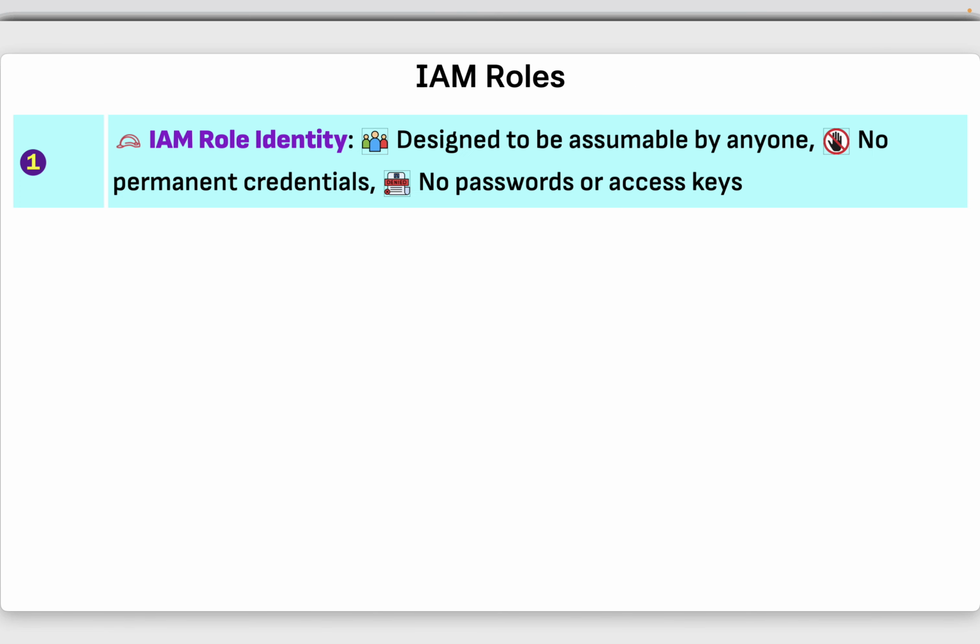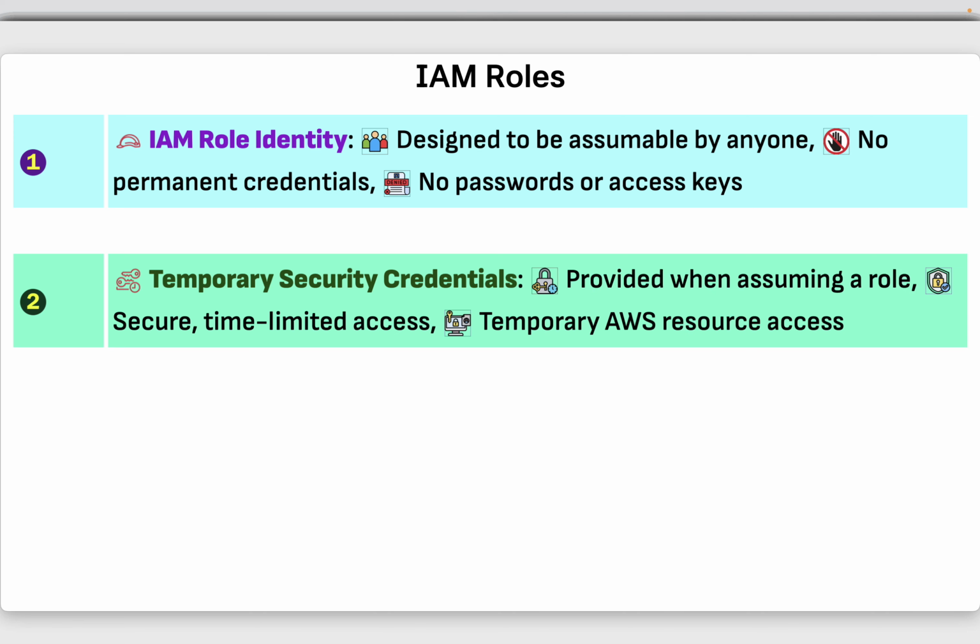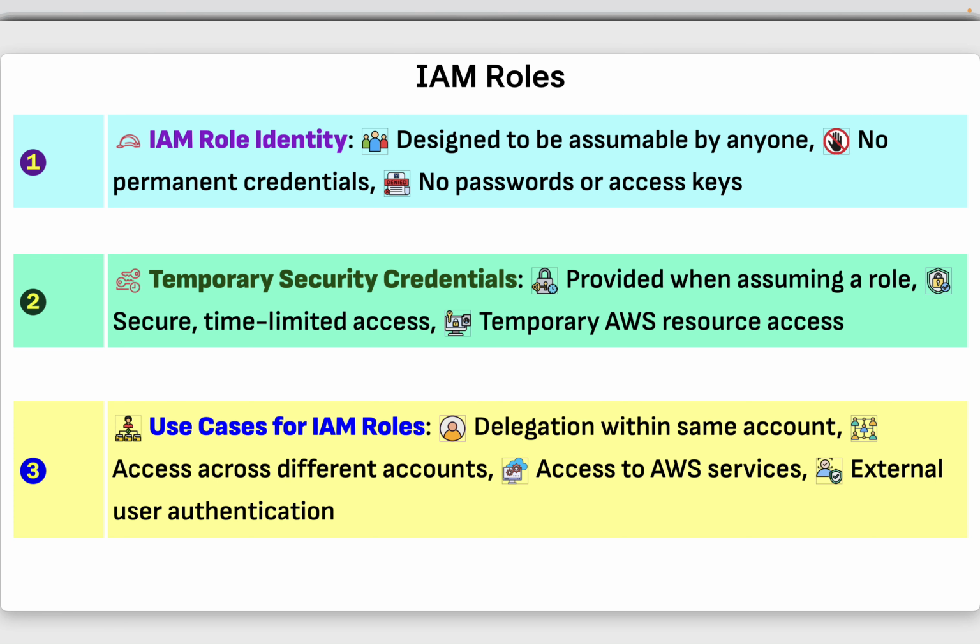So, IAM roles. Unlike IAM users, roles are designed to be assumable by anyone who needs them, lacking permanent credentials like passwords or access keys. Assuming a role provides temporary security credentials, enabling secure, time-limited access to AWS resources. Roles enable delegation of access to AWS resources within the same account, across different AWS accounts, to AWS services, and to external users authenticated via identity providers.